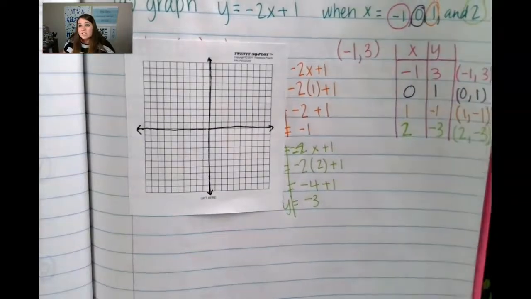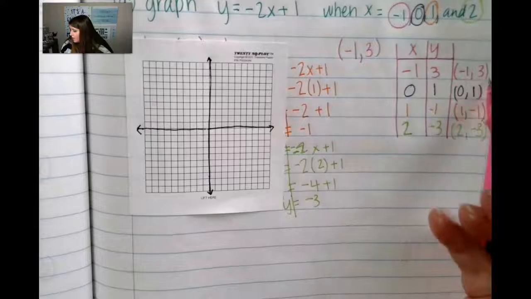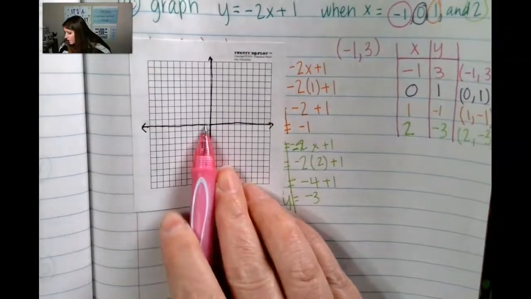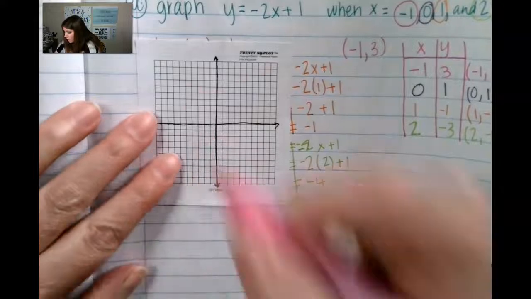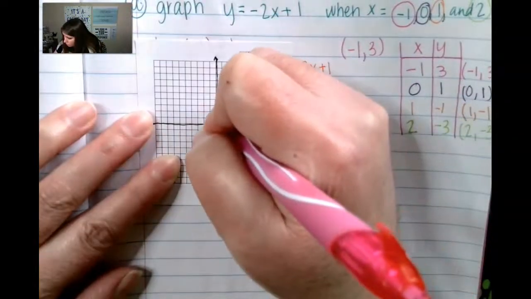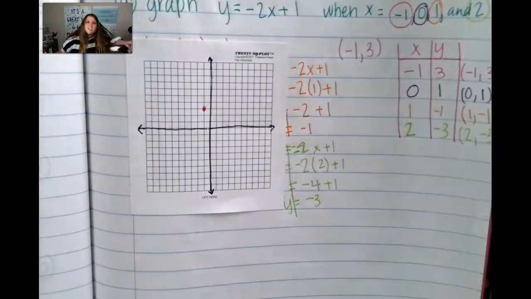Okay, so now we're gonna start with our first ordered pair of negative 1, 3. So on our graph, we're gonna go over to negative 1, and then we're gonna go up to 3. 1, 2, and 3, and that is our first dot.